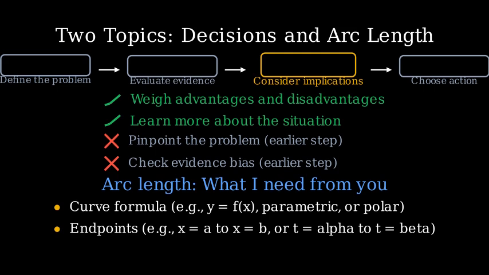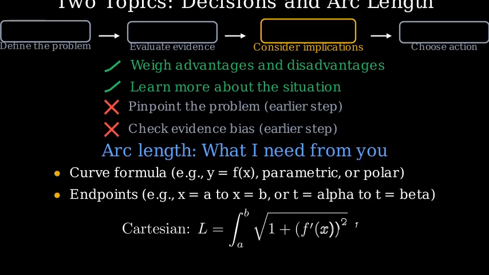Here are the three most common arc length formulas. For a function y equals f of x on x from a to b, L equals the integral from a to b of the square root of 1 plus f prime of x squared, dx.